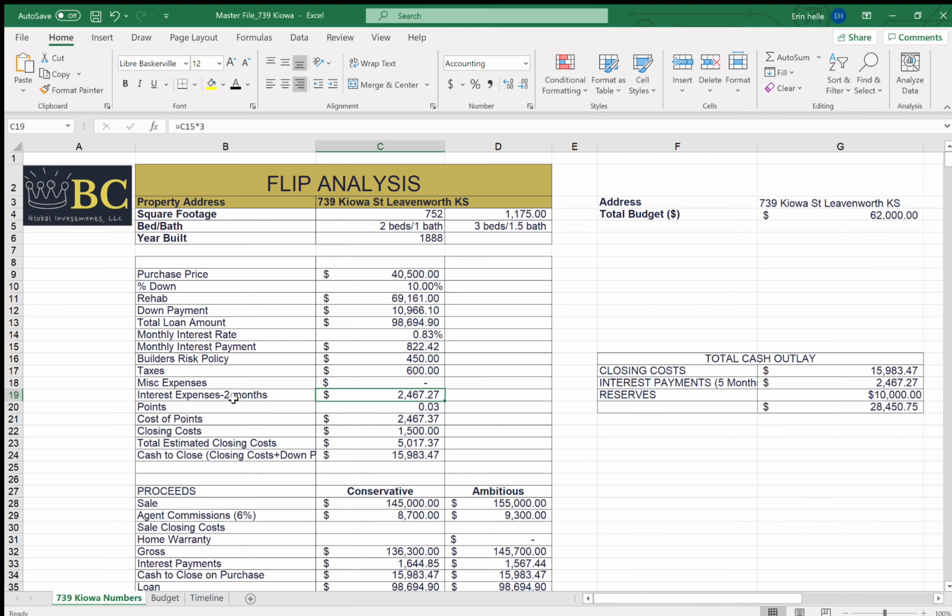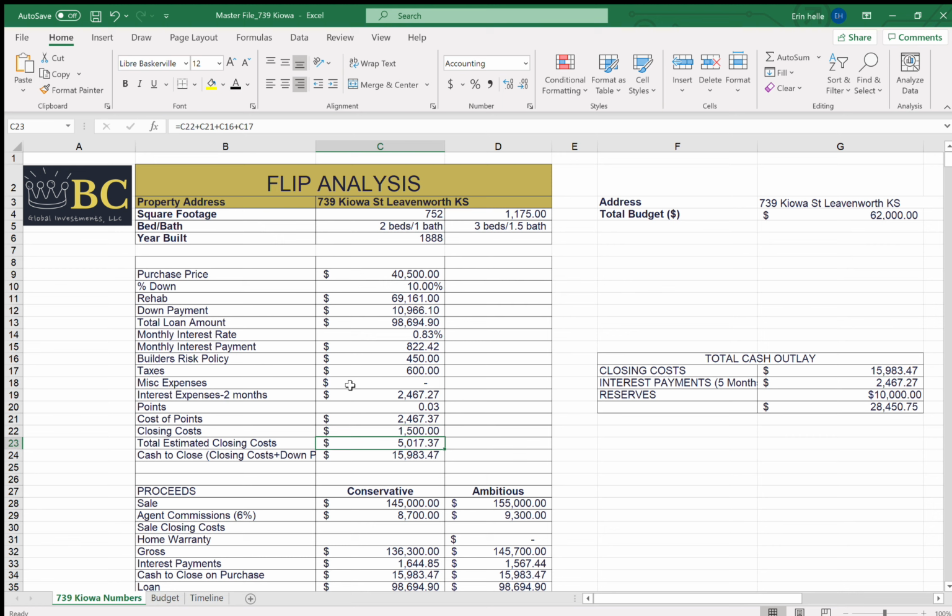Basically, you want to do 5 months of interest expenses on an initial side, because like I said, you're going to assume that you're going to hold it for 6 months, but you're not going to pay an interest payment the first month. We only have in here 3 months of interest payments because we got the renovation done so quickly, and we should close before we have to make that 4th payment. We paid 2.5 points up front, so the cost of those points for this loan was $2,467. Closing costs were right around $1,500.